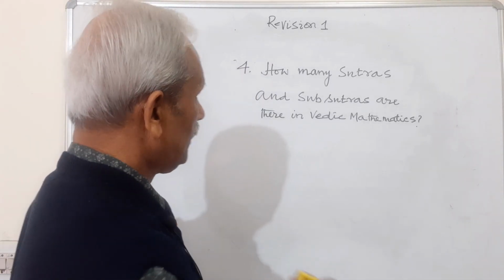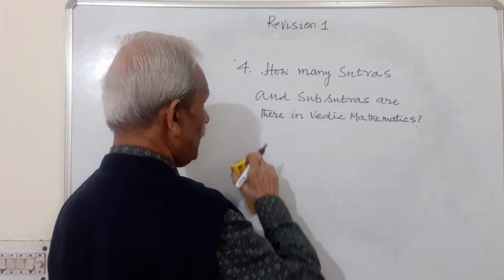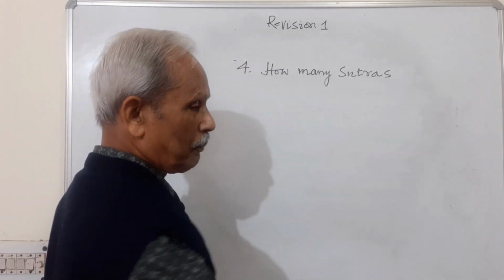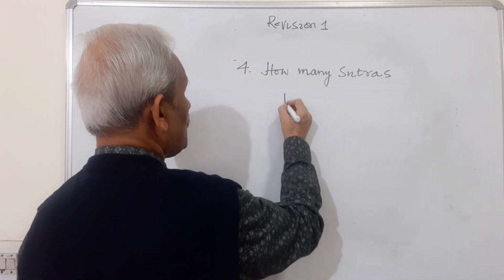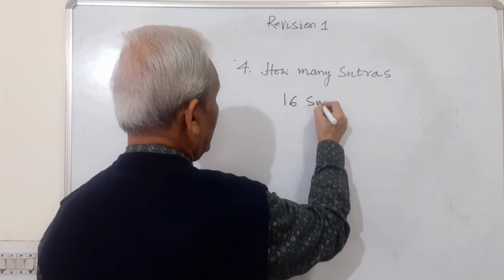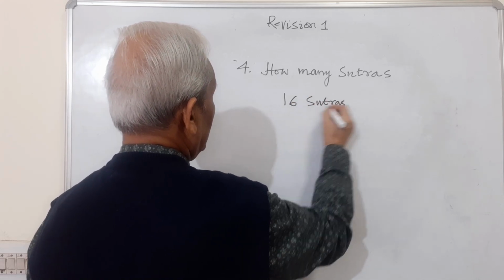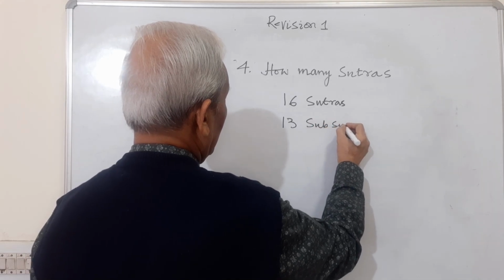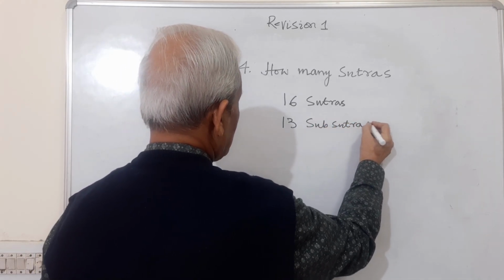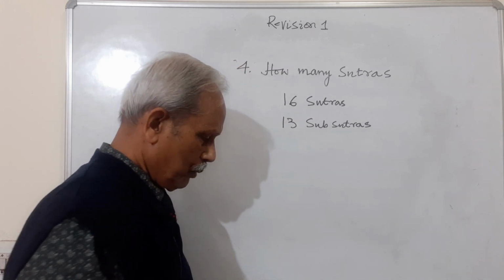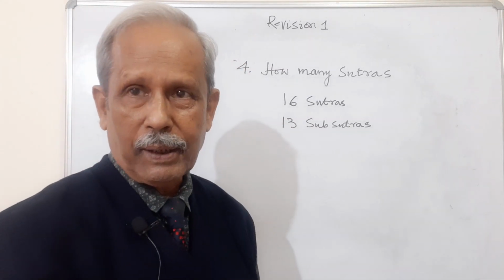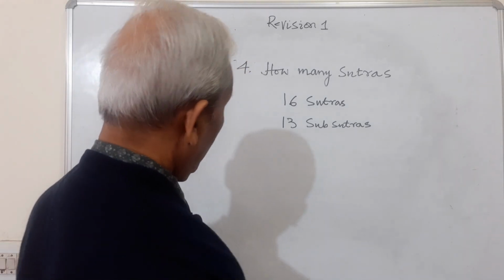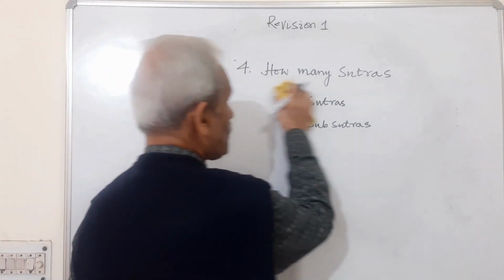Now let us answer this question. I think you have written it already. How many sutras and sub-sutras are there? There are 16 sutras and 13 sub-sutras in Vedic mathematics, many of which you have already seen. Now let me go for the next question, question number 5.